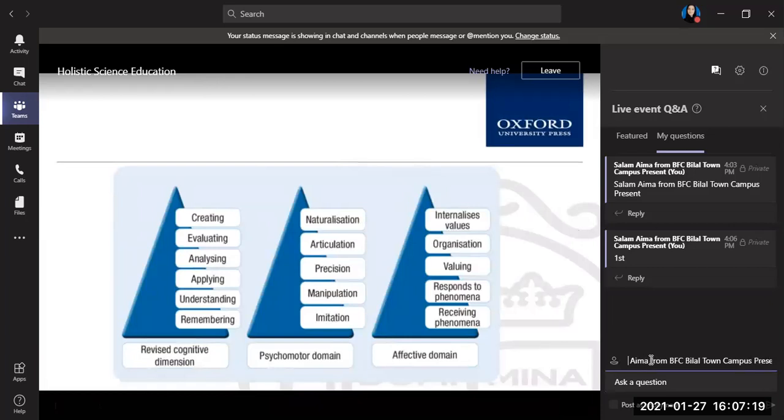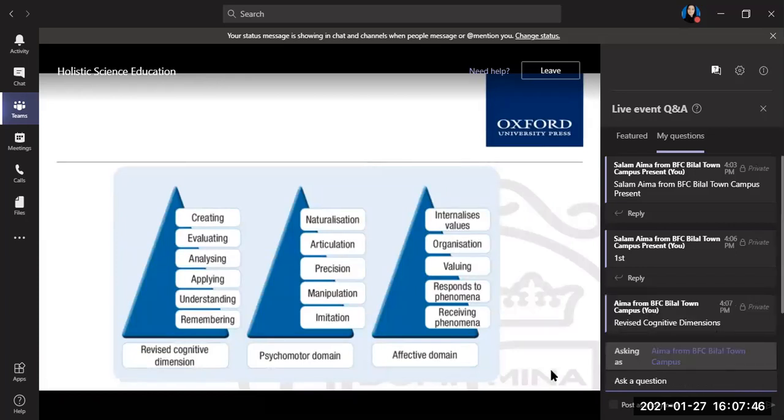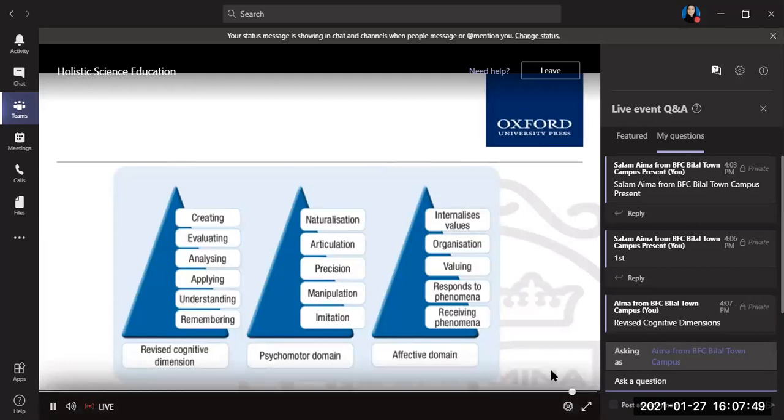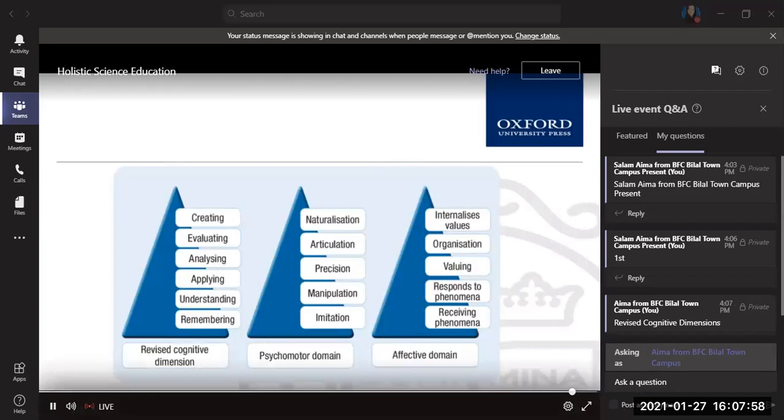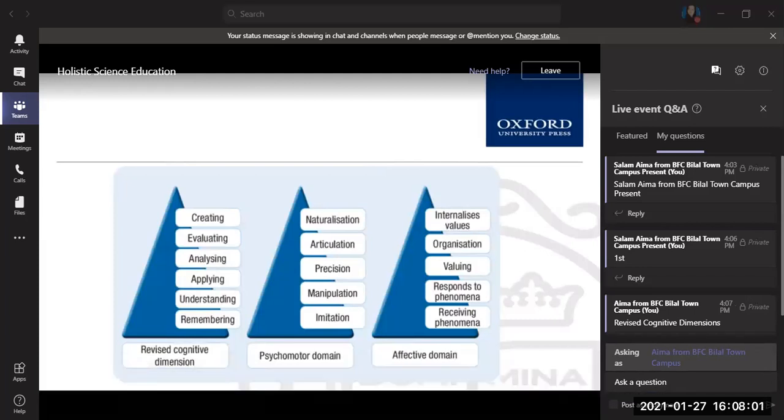Now, I'm sure that a lot of you have seen the revised cognitive dimension and you use it while you make smart objectives for your teaching in your classroom. But I'm just going to briefly take you through what each level contains. When we talk about remembering, remembering is basically recalling or retrieving previously learned information. Understanding is basically comprehending the meaning, translation, interpretation of instructions and problems, and applying is using a concept in a new situation or unprompted use of an abstraction.